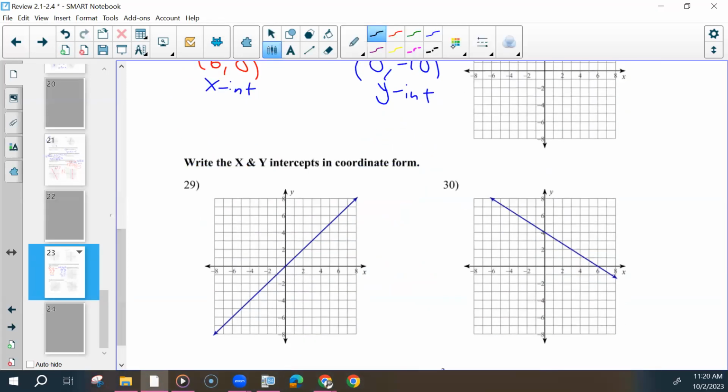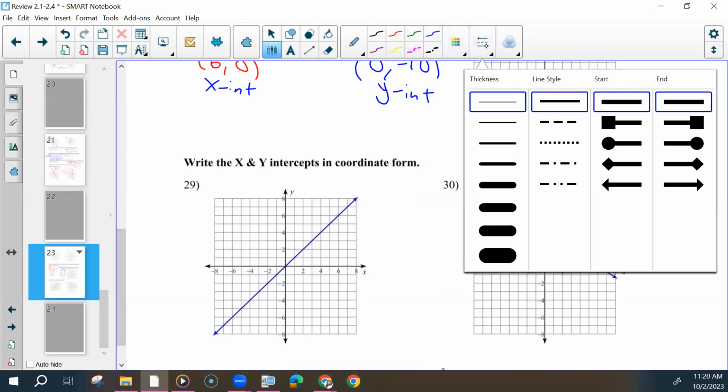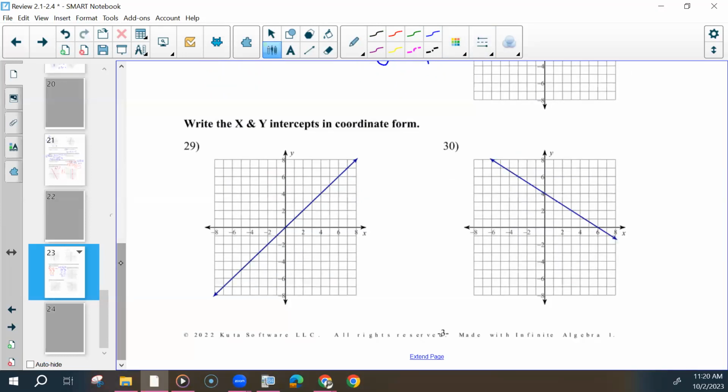30, we're just finding the x and y intercepts. So look at where does it cross the y-axis, where does it cross the x-axis? Write those as ordered pairs. For the y-intercept, this would be 0, 4. For the x-intercept, this would be at 6, 0. Make sure you label which one is which. This is the x-intercept, this is the y-intercept. Questions on 28 or 29?